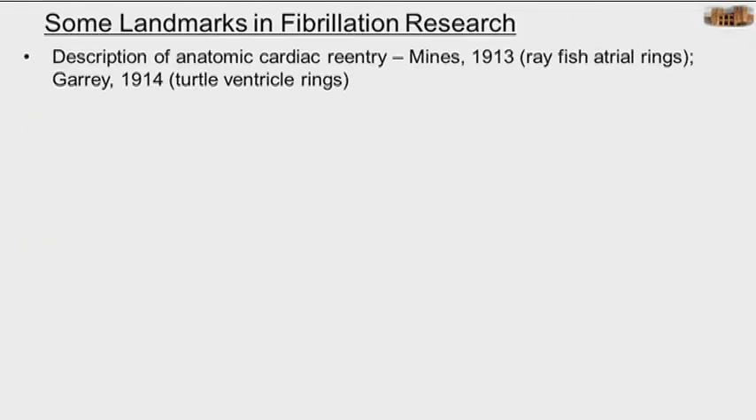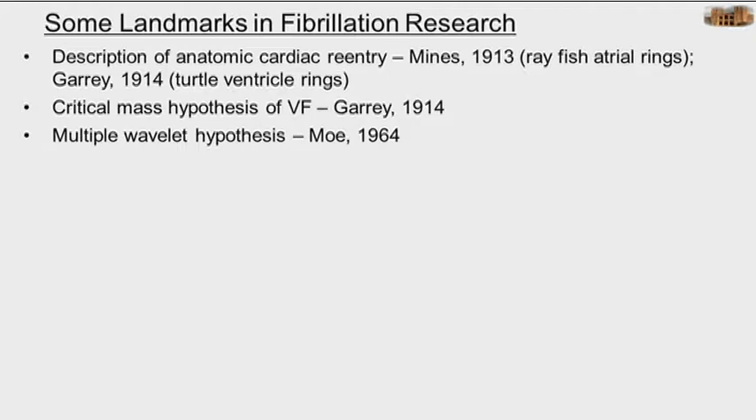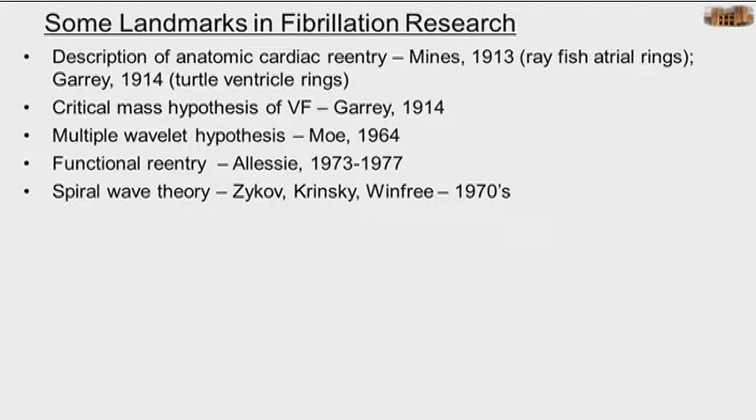Now, there have been many landmarks in fibrillation research. This starts off over 100 years ago, when Mines actually came up with anatomic reentry. They were working with ray fish atrial rings and turtle hearts. Walter Garrey, working at Barnes Hospital, Washington University, St. Louis, proposed the critical mass hypothesis of ventricular fibrillation. Gordon Moe created the multiple wavelet hypothesis based on actually a mathematical model. Moe and Allessie showed that functional reentry could be the basis of arrhythmias. This is, again, now almost 45 years ago.